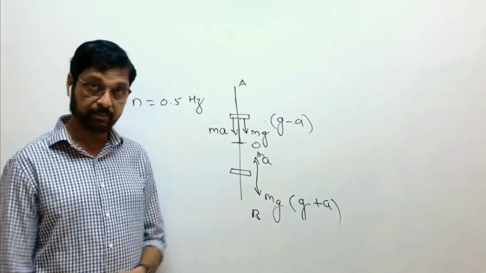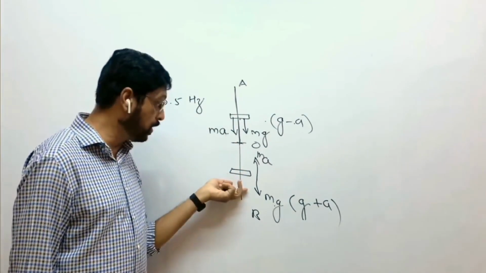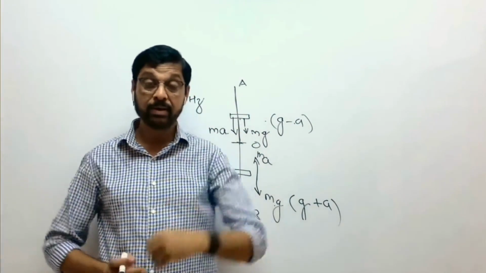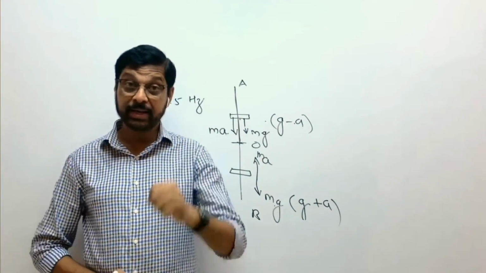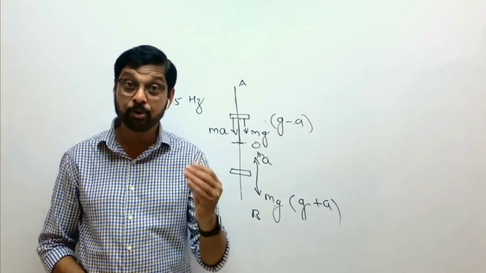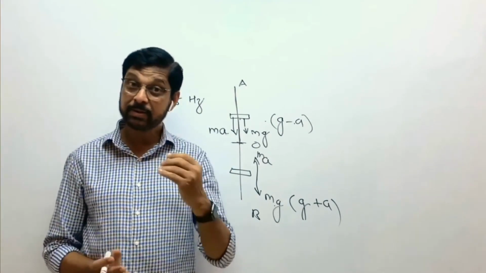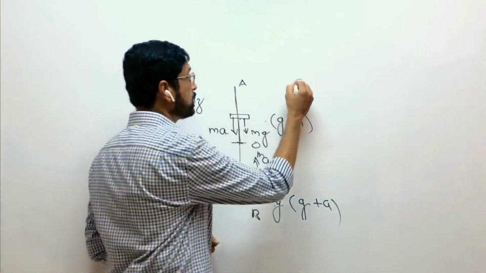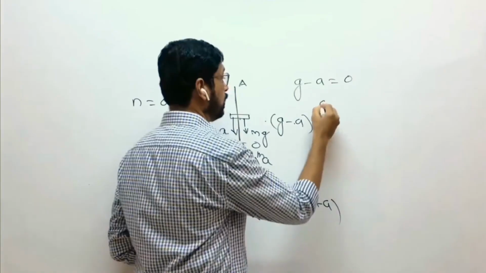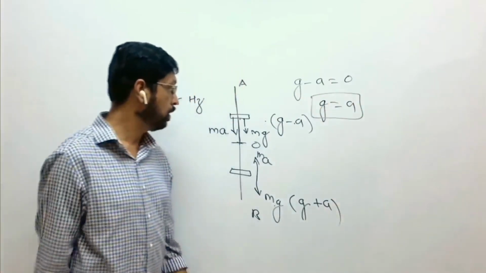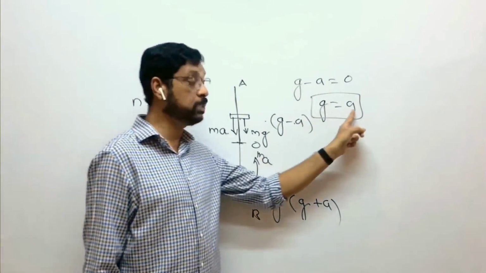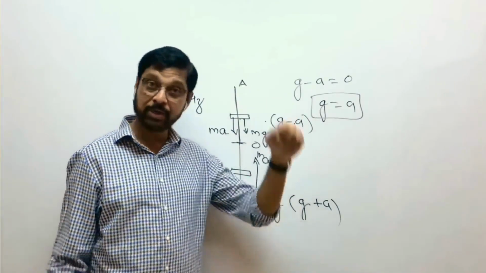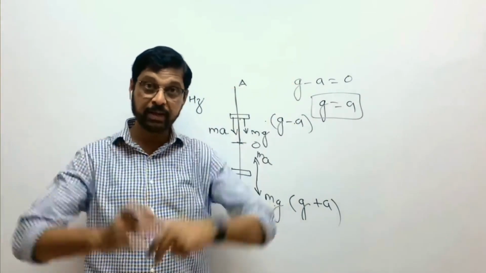So what is the possibility? Will the block leave the piston at the bottom or at the top? Obviously at the top, because if you remember, when the lift is accelerating, at that time its weight is reduced. When does that happen? When both the accelerations are in the same direction. The same case is here. This means that when g minus a becomes 0, that is, g equals a, at that time the weight will become equal to 0 and the block will leave the piston.